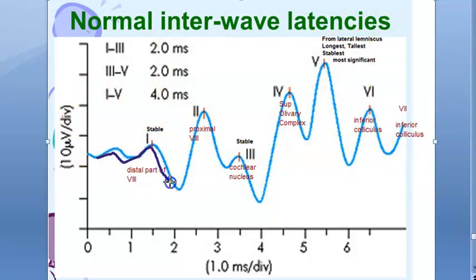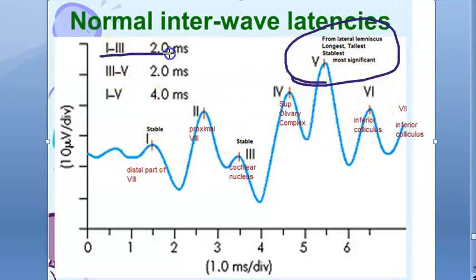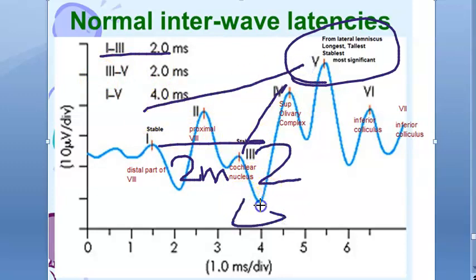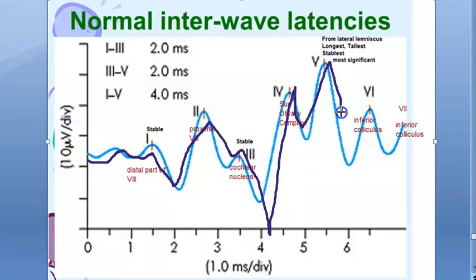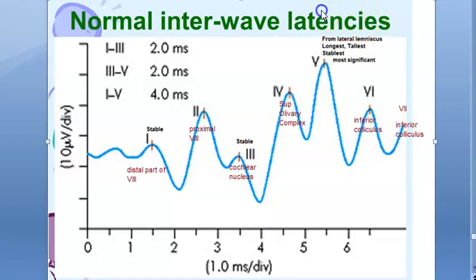So look at the graph here. How will you draw it, guys? 5 is the longest, tallest, stablest, most significant. This one, the 5th wave is very, very significant. And they are showing you the time duration. 1 to 3 is 2 millisecond. 1 to 5 is 4 millisecond. Will you be able to draw this graph, guys, in exam? Between 3 and 4 go down and 5 should be the highest, okay?